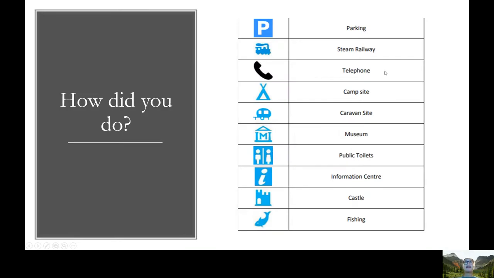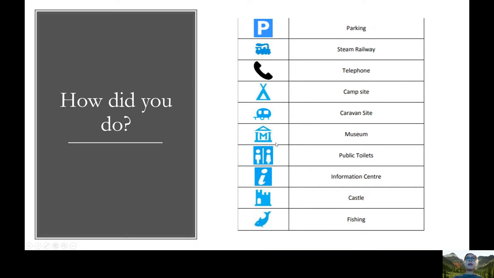So hopefully you'll have matched them up like this. The P stands for a car park. If you see that P on a map, you know that there's going to be a car park there. The train stands for a steam railway. The telephone, no surprises there, stands for a telephone. This tent stands for a campsite. This stands for a caravan. You see that on a map, there's a caravan site there.